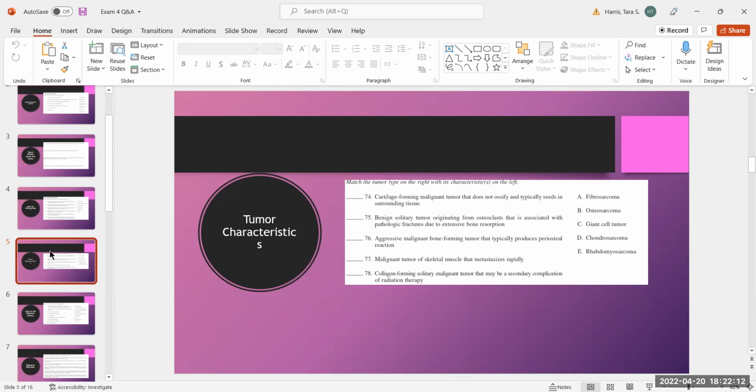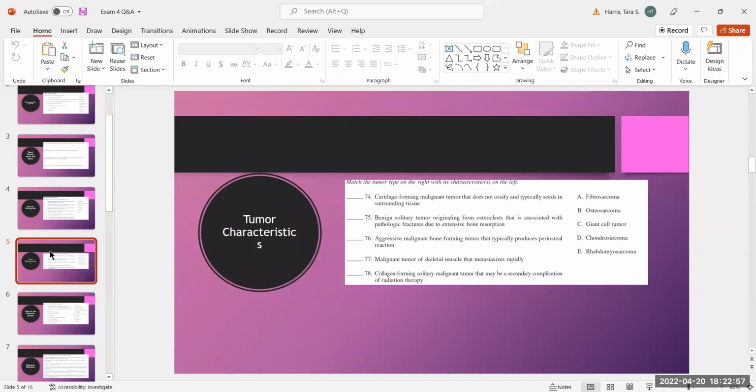All right, so an aggressive malignant bone forming tumor that typically produces periosteal reaction. It's a malignant bone forming tumor. Osteosarcoma. Yeah, look at your root words. So osteosarcomas, those are the keys. Osteo is bone, but it's malignant. Okay. The benign solitary tumor would be the giant cell tumors because it has those root words in there, osteoclast. And you remember those are part of the bone cells. Okay.